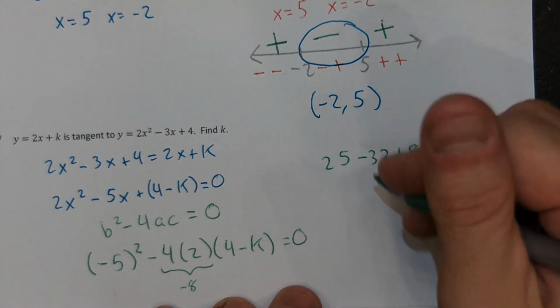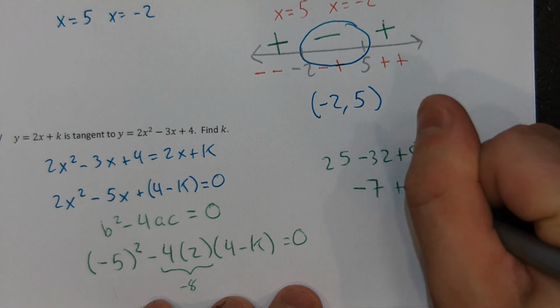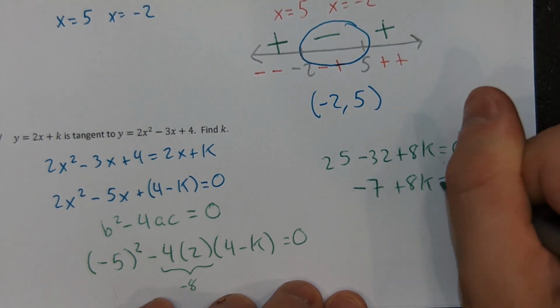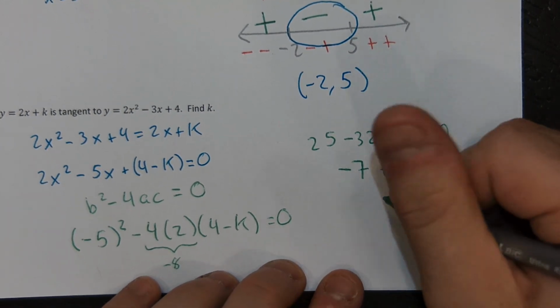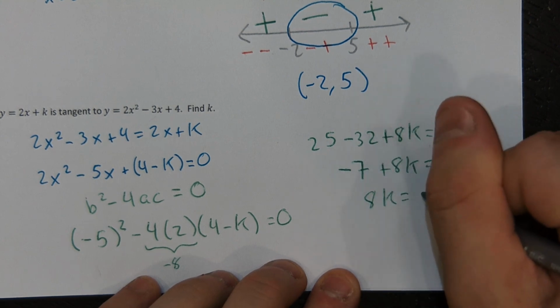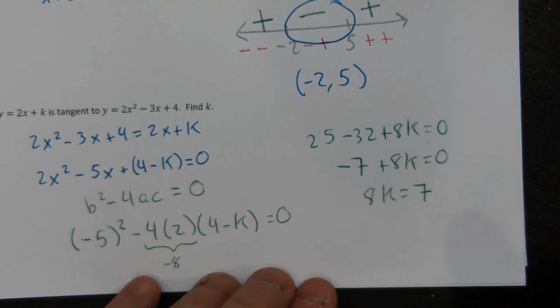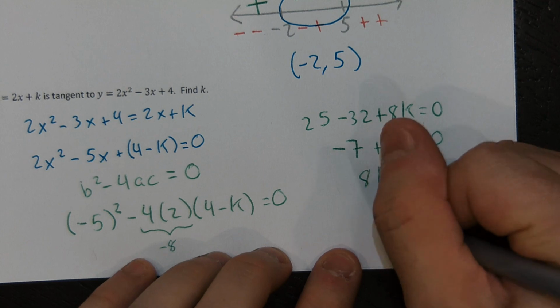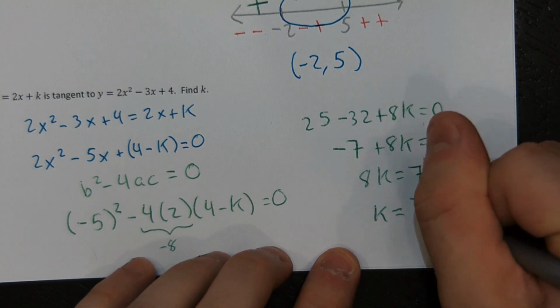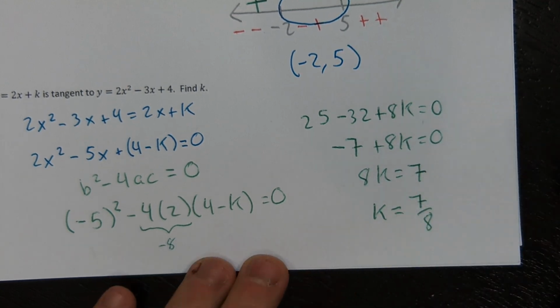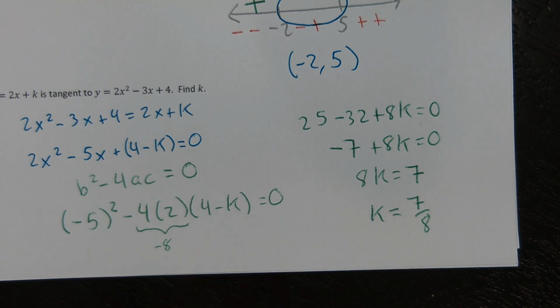25 minus 32 is -7. And let's get k by itself. Add 7 to both sides. And then divide both sides by 8. And you find that that unknown constant is 7/8. Fun in a bun. Awesome.